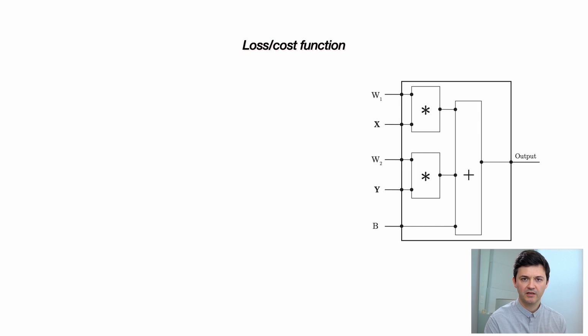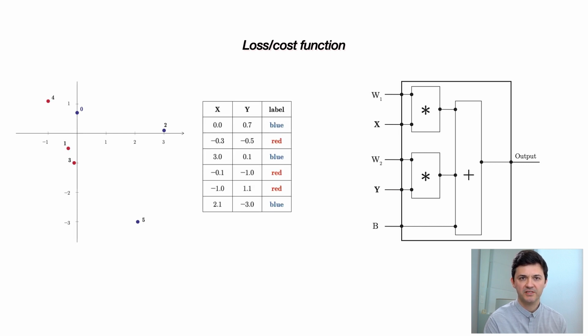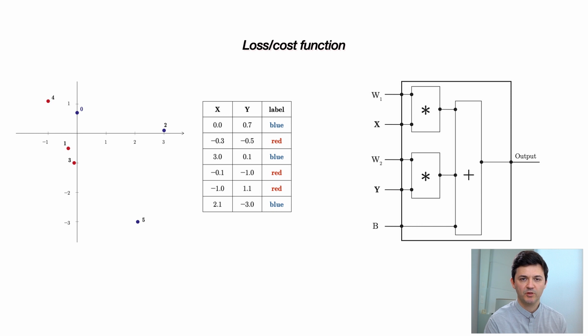So here we have a single neuron and we have a data set with 6 points. Only this time our labels are expressed as text, as strings of text. So we have blue points and we have red points. So what can we do here? Let's try to first formalize what would be a cost or loss of a single data point here.